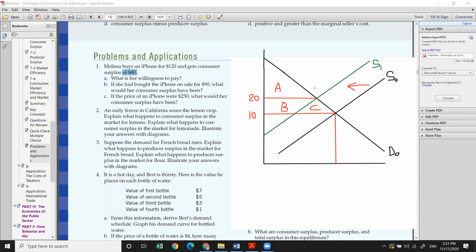This is the case of the market for lemons. And this is price, and this is quantity.